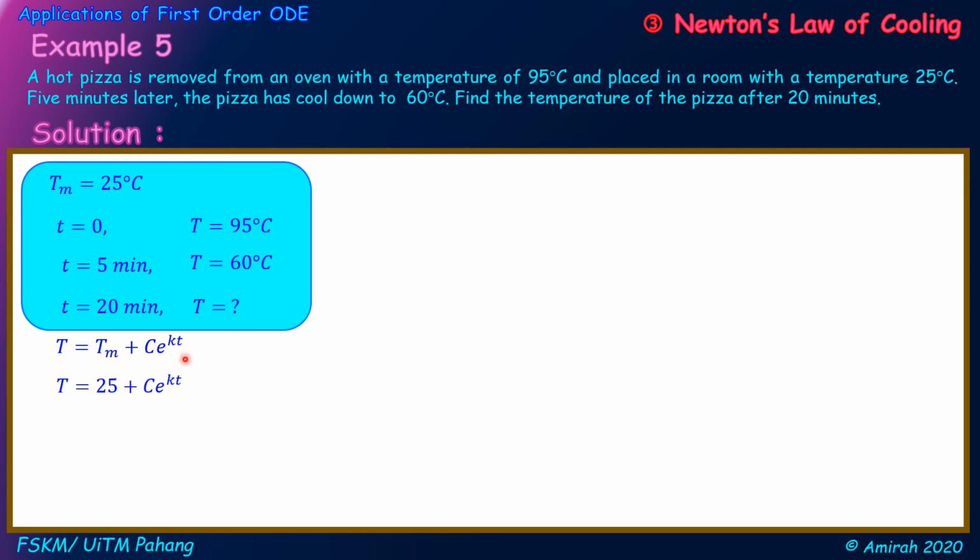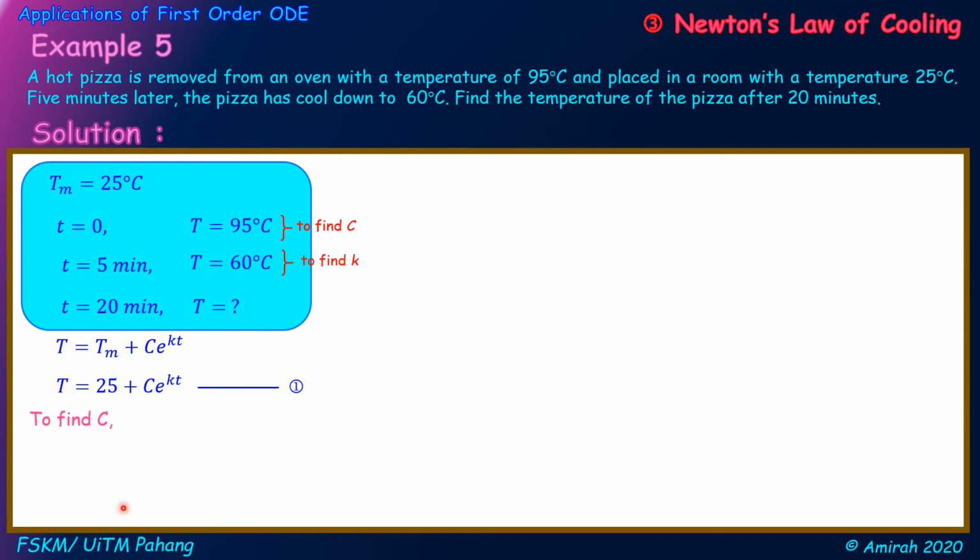Okay, and after that, we can replace Tm equals 25 into this equation. So we get T equals 25 plus C e^(kt). Then we can name it equation 1. Okay, and after that, the first row, t equals 0, we can substitute into equation 1 to find c. And the second row, we can substitute to find the value of k.